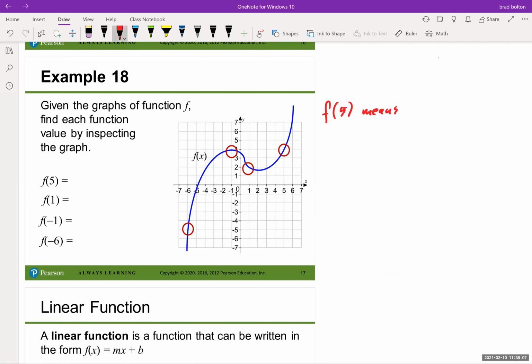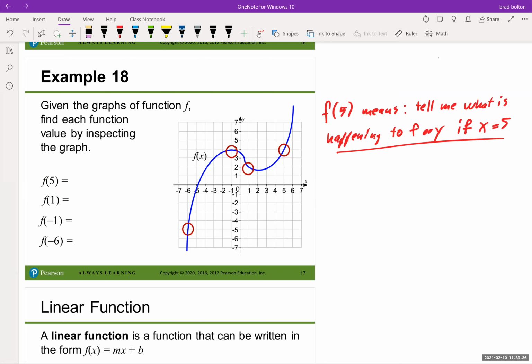means, okay, tell me, and this is very loose math talk, tell me what is happening to f or y if x equals 5, okay? So all of this means this statement, basically. Again, I'm using it loosely, but that's a good way to think about it.